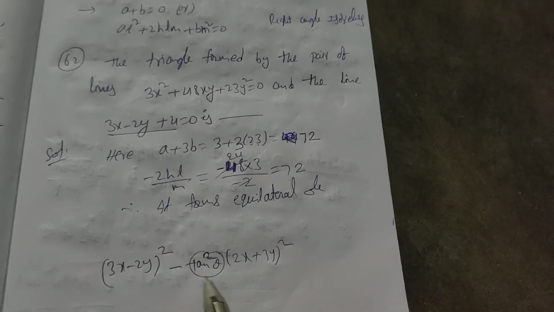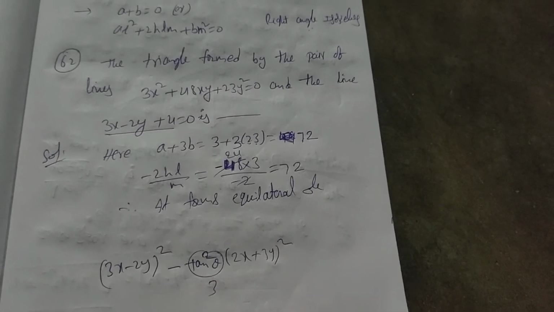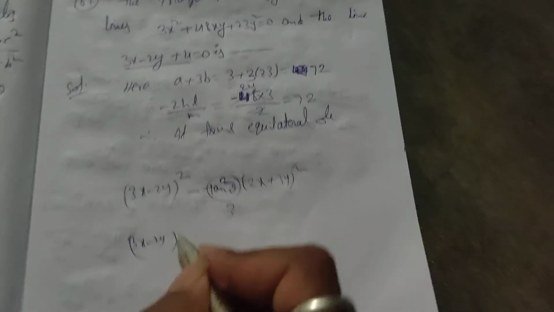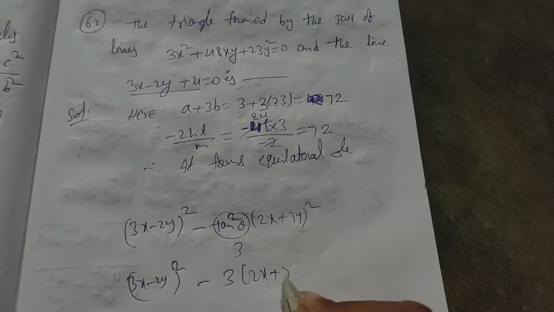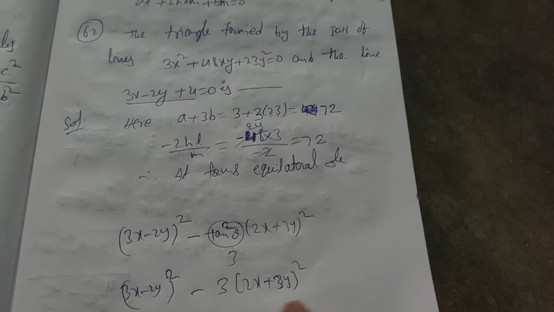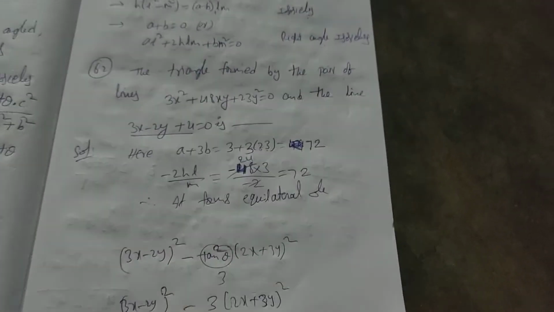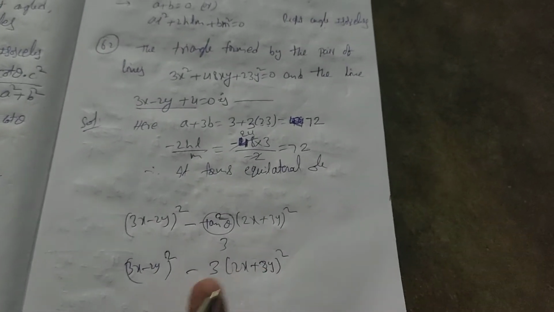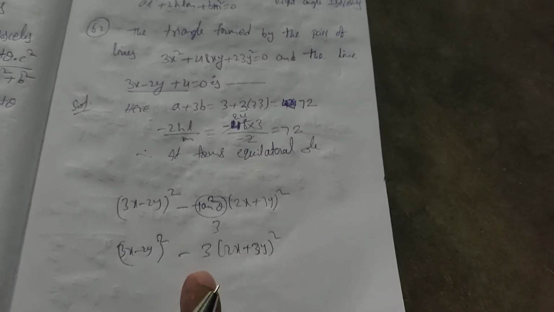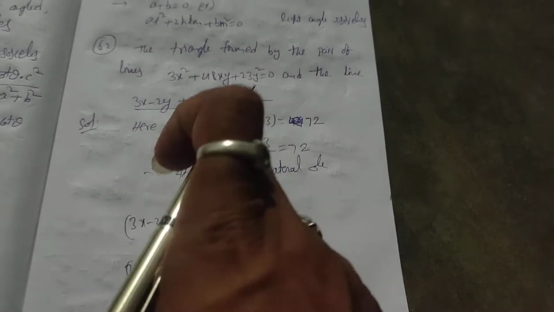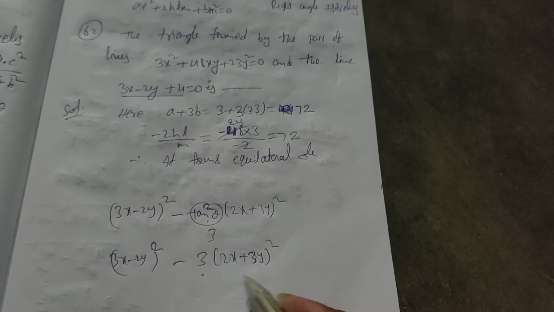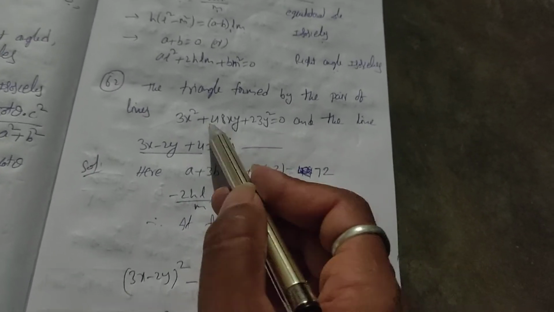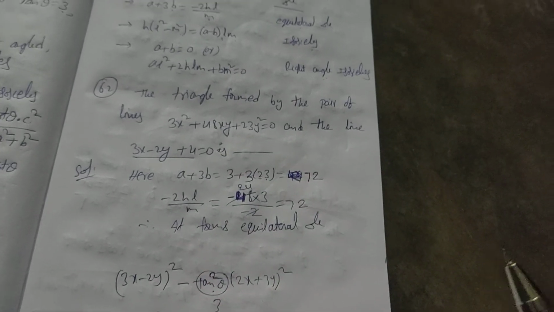So first I am taking 3. So (3x − 2y)² − 3(2x + 3y)². If you expand this and get this pair of straight lines, then it is an equilateral triangle. After that, if it is not possible, then you go for 1. So if you substitute 1 in the place of tan²θ, and that expression becomes this pair of straight lines, then it is a right angle isosceles.